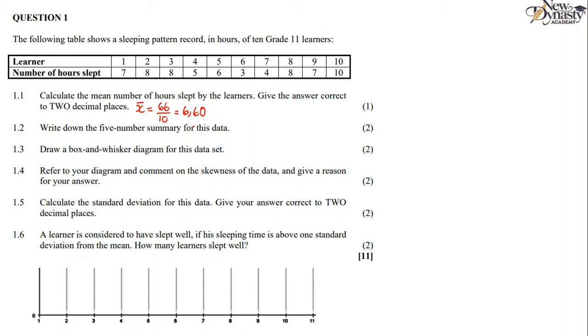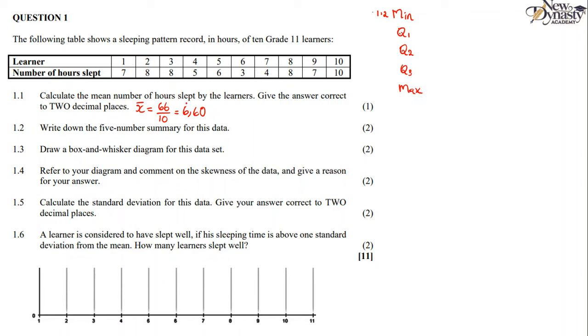The second question says write down the five number summary for this data. Remember your five number summary consists of the minimum, the lower quartile, the median, the upper quartile, and the maximum value.